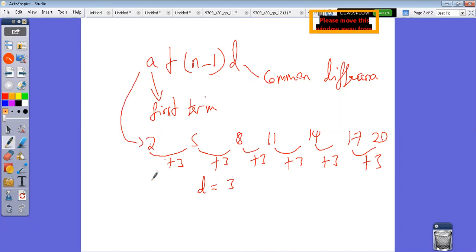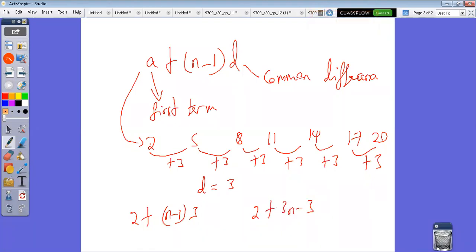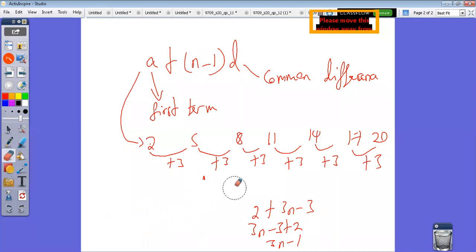So if you look at this formula, it means 2 plus n minus 1 multiplied by the common difference, which is 3. Let's remove the brackets together: 2 plus 3n minus 3. Then you can say 3n minus 3 plus 2, which gives you 3n minus 1.